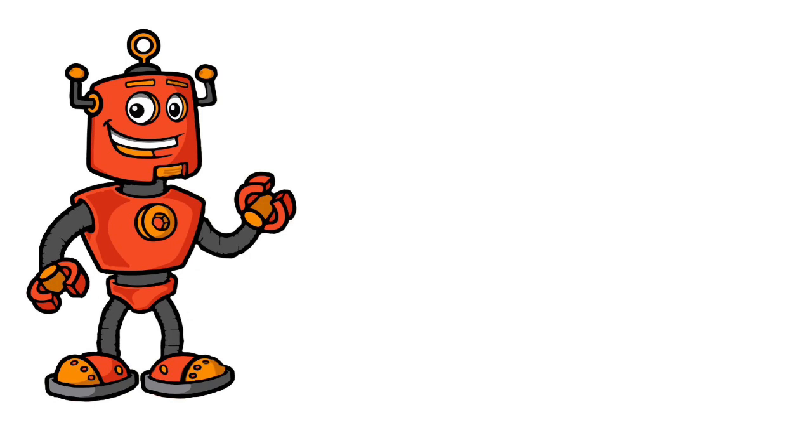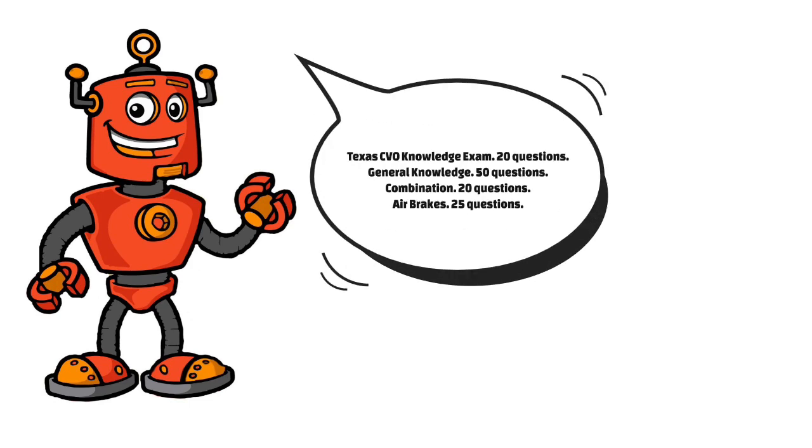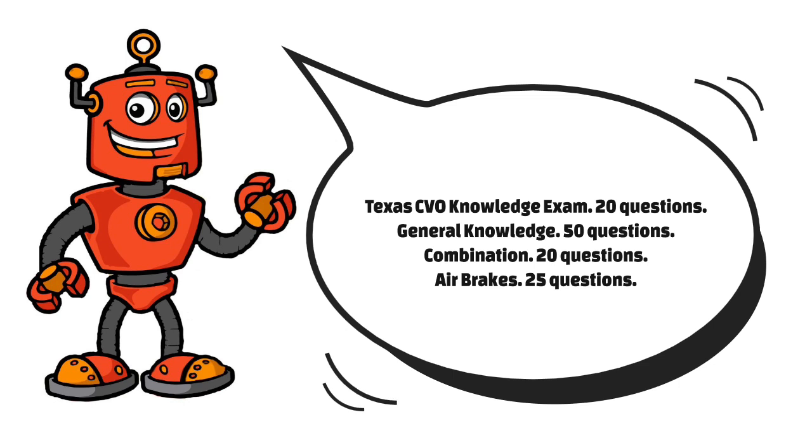To obtain a Class A CLP in Texas, an applicant is required to successfully pass 4 knowledge tests in the next order: Texas CVO Knowledge Exam first, then General Knowledge, Combination, and the air brakes. The exam begins with the Texas CVO Knowledge Test. You are required to pass the current test before the next test is given.